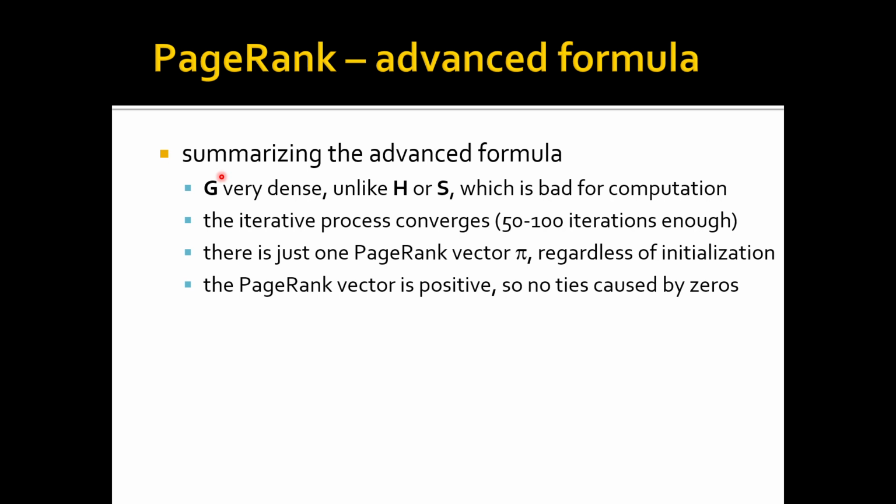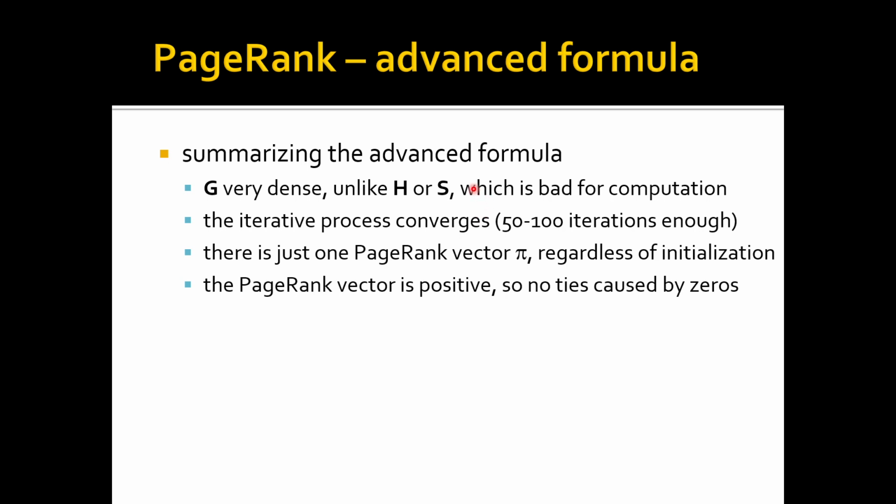If we have a very sparse matrix, then the multiplications of very sparse matrices could be done very quickly. But now we have G, which is super dense and could be super huge because we have billions of web pages times billions of web pages. That's the G matrix, and that's very bad for computation. So this is what we need to address.